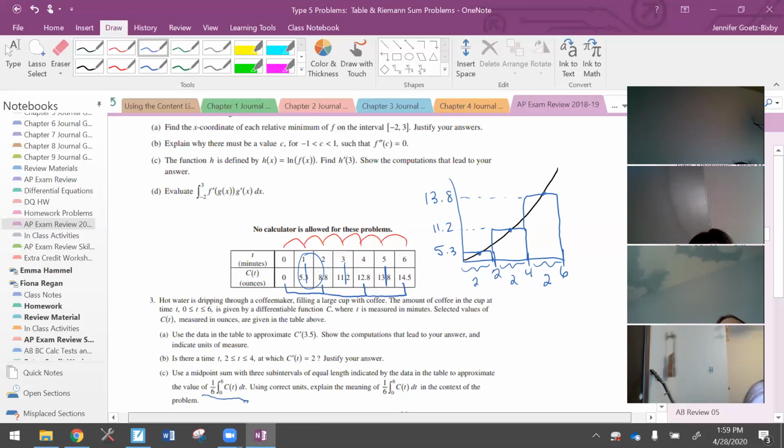But when I divide it by 6 or multiply by 1/6, what I'm really doing is finding the average over the number of minutes. And so that's why when I take 1/6 of the integral from 0 to 6 of C of t dt, that gives me the average amount of coffee in the cup.